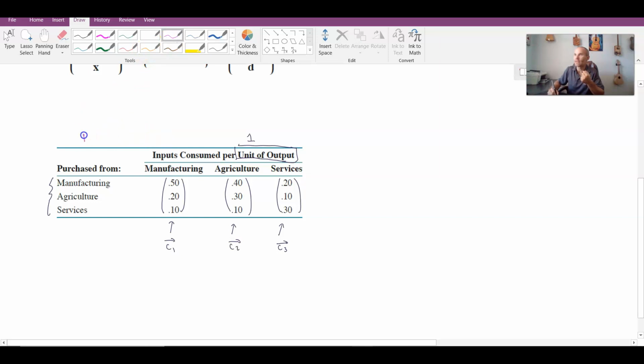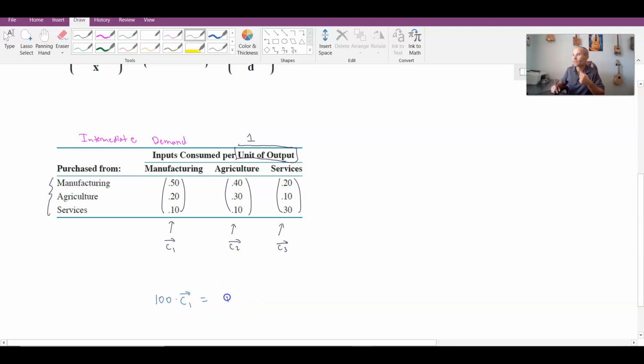And to get a sense of how we're going to build this intermediate demand, because this really describes our intermediate demand, this is just how much needs to be consumed internally in order for production to take place. So the first thing that I'm going to consider is what would it mean, for instance, to take 100 times C1?